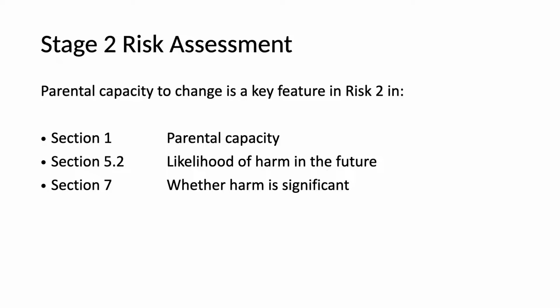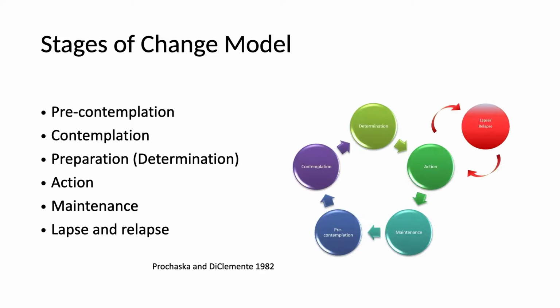One of the main factors that make harm significant relates to the parents and in particular their ability to change. In Risk 2, change is a feature in Section 1, which looks at the parent's capacity, Section 5.2, which looks at the likelihood of harm occurring in the future, and Section 7, which looks at whether the harm is significant or not. The change tools were developed to assist practitioners in determining capacity to change.